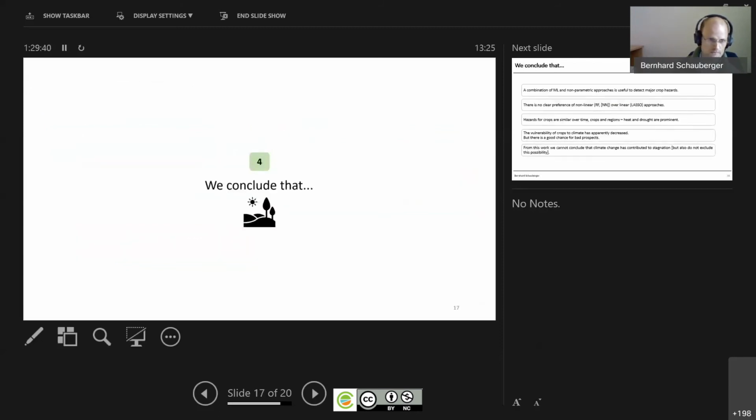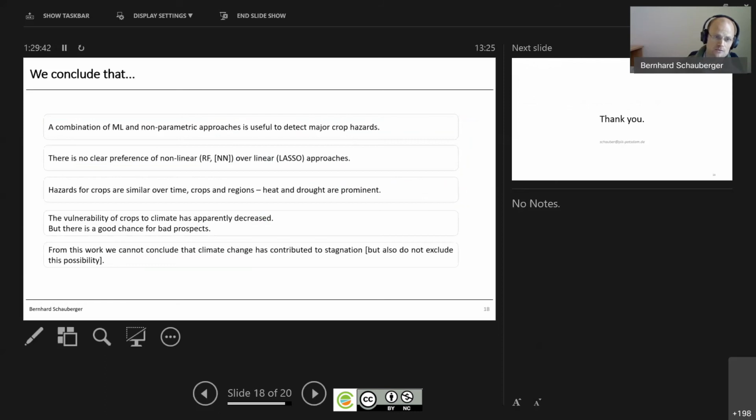And actually, that's pretty much it. So what I learned is that the combination of machine learning and non-parametric approaches, which we used for the hazards, is useful. Then there's no clear preference of nonlinear. So random forest also tested extreme gradient boosting and neural networks. I didn't show it here, but they also are not clearly outperforming linear approaches. And the out-of-sample validation. Then hazards are very similar across time, crops, and regions.